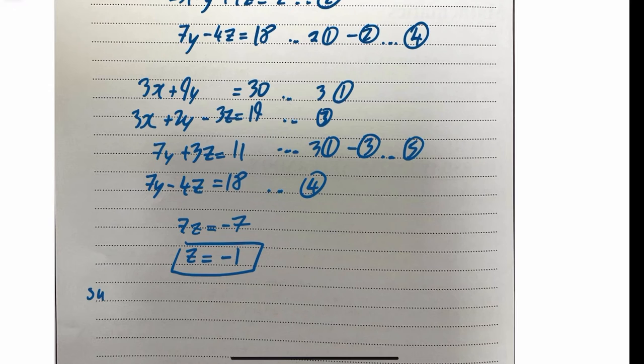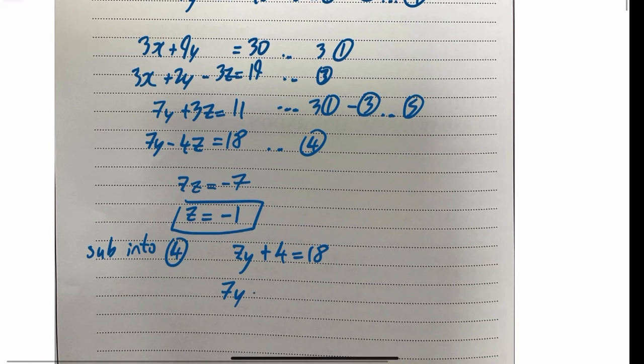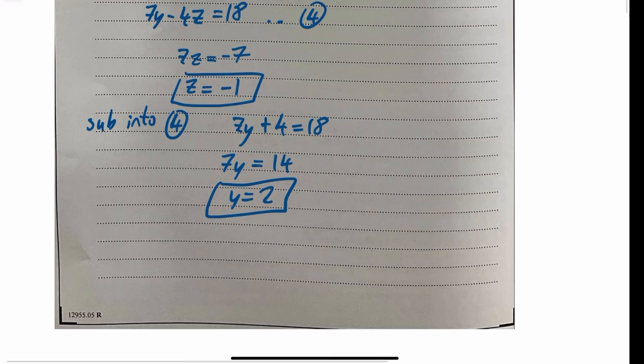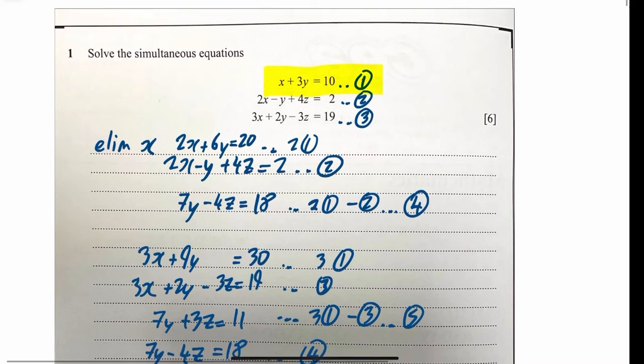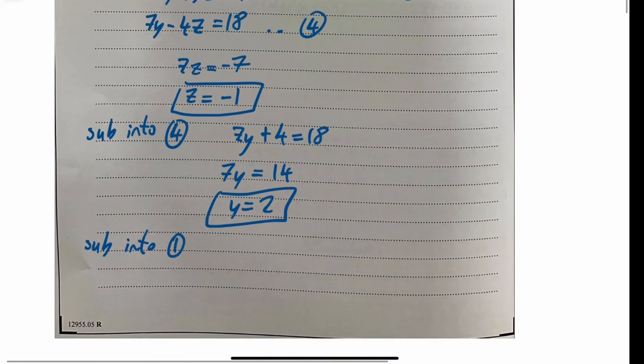Sub that back into equation 4, and you will have 7y plus 4 is equal to 18, which works out very nicely. 7y then is equal to 14, and then divide by 7: y is equal to 2. So we've got our value for z, we've got our value for y. We're going to sub both of those back into equation 1. If you look back at your equation 1, it doesn't actually have any z's in it, so it's just x and y, which will make life easier for ourselves.